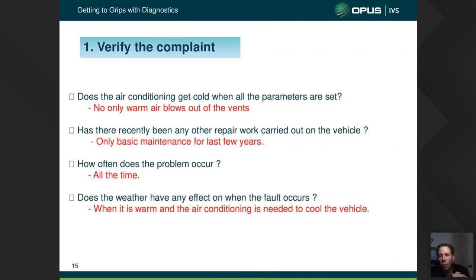Okay, so step one, verify the complaint. Does the air conditioning get cold when all the parameters are set? No, it only blows warm air. Has there recently been any repair work carried out on the vehicle? Again, basic maintenance over the last few years.